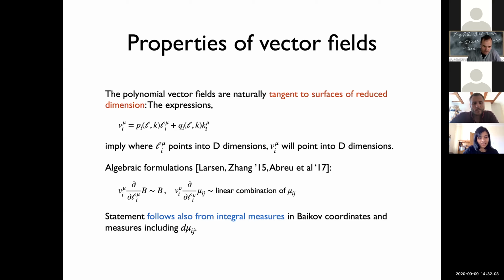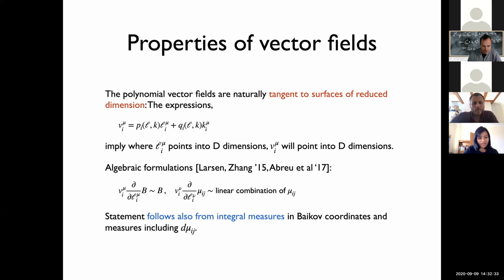And these vector fields you have written up there can be parameterized in terms of all the vectors that you have in your problems: the loop momentum vectors L and the external momentum K. And this particular form implies that whenever you move to a place in loop momentum space where the dimensionality of L changes from D to a lower dimension, then the direction the vector field points to will also change.